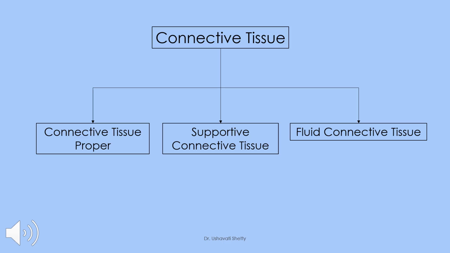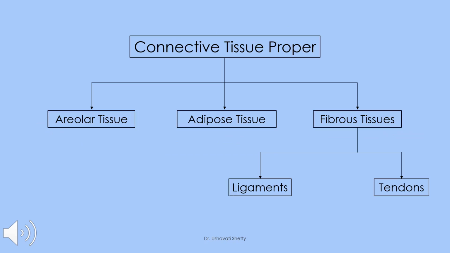Connective tissue can be broadly classified into three categories: connective tissue proper, supportive connective tissue, and fluid connective tissue. Connective tissue proper can be further classified into three categories. They are areolar tissue, adipose tissue, and fibrous tissue. Fibrous tissue is further classified into ligaments and tendons.